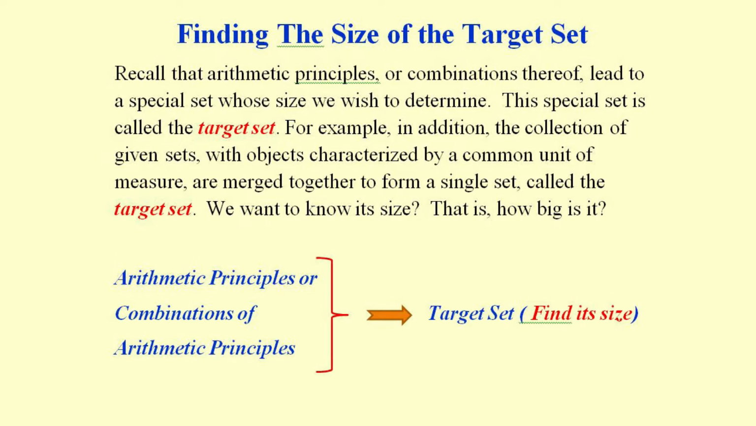So in reading this second slide, just to remind everyone in our audience where we are, recall that arithmetic principles or combinations thereof lead to a special set whose size we wish to determine, and we've been calling that the target set. Very quickly, recall that for the arithmetic principle called addition, there would be various sets, all with a common unit of measure, and we're wondering if we were to take all these sets or these groups of objects with this common unit of measure, if we were to bring them all together into a common group called the target set or the target group, what is its size? That's the principle of addition.